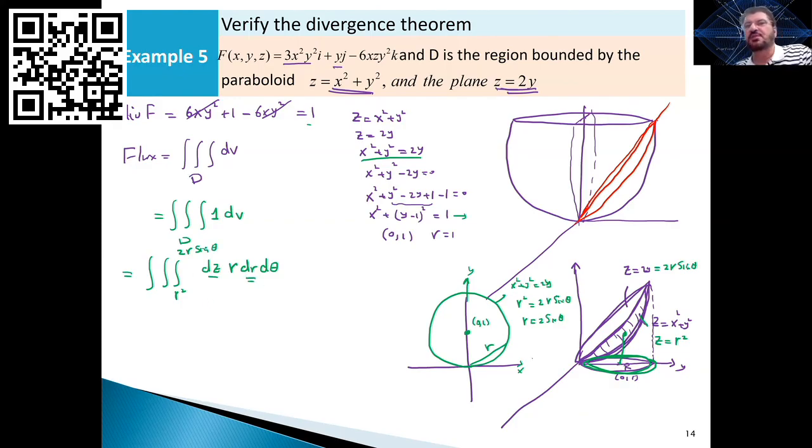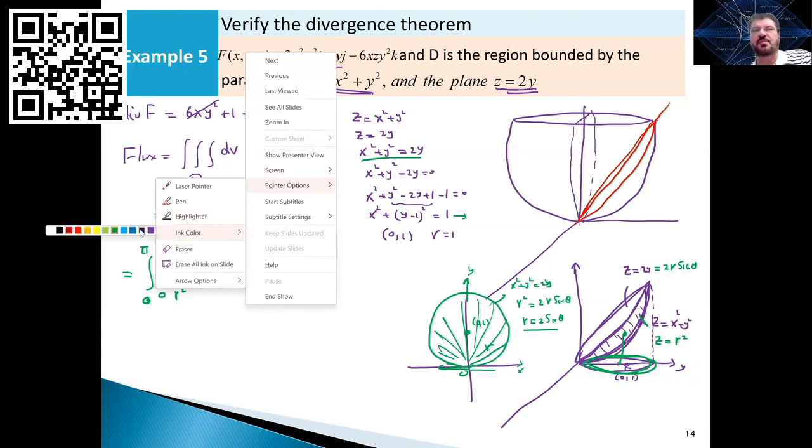Now for r, this one is starting from 0 up to what? As long as you are here, you are at r equal to what? Sine theta. So this is from 0 to 2 sine theta. How about theta? To cover all of this, you have to start from 0 up to here. So it's from 0 to pi. And this is, guys, the result of the limits of integration.